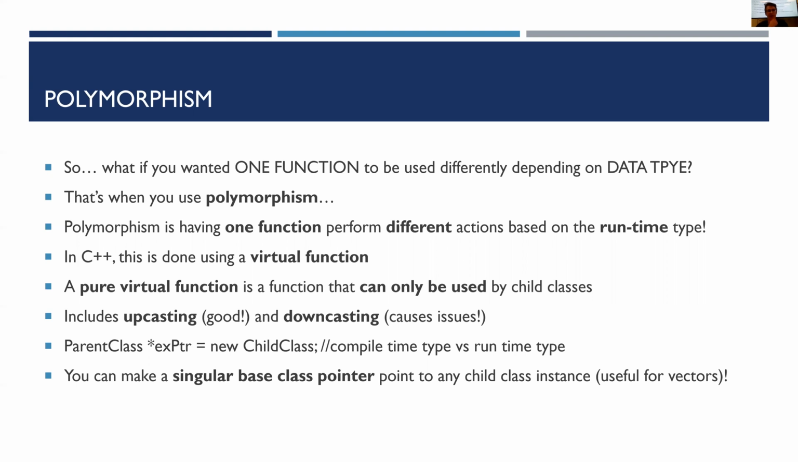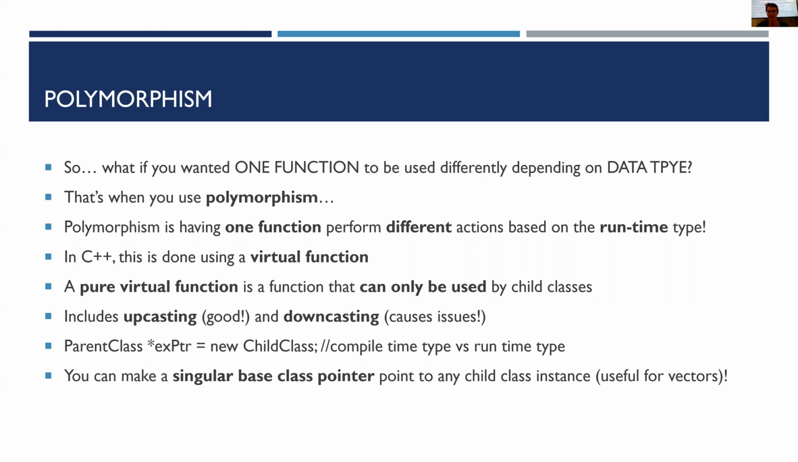So then we have upcasting and downcasting. Now you'll see I have good and causes issues there. Upcasting, okay, basically let's say you had a person and you set it equal to an object that's actually a CS major. Well, that's fine because we have all the data we need from the CS major, and basically all the extra data will just go into nowhere. That's something that we can do.